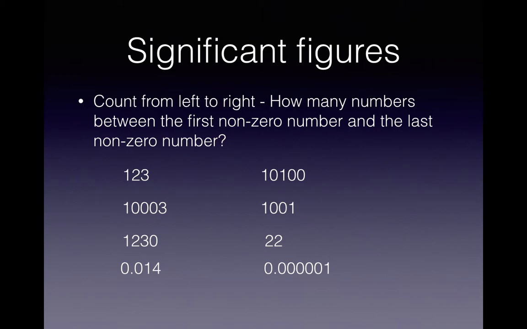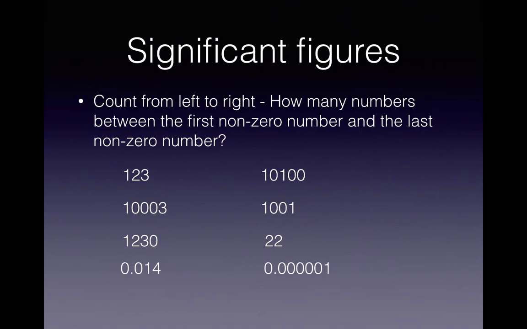We start on the left. The first non-zero number is a 1. We keep going until the last non-zero number, which is a 3. And now we count how many numbers between the 1 and the 3. And as you can see, there are 3 numbers between the 1 and the 3, including the 1 and the 3. So that number has 3 significant figures.